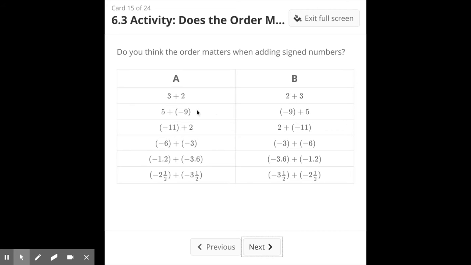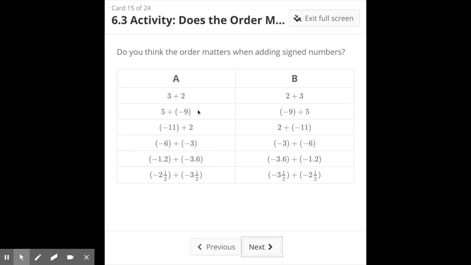If we go down to the second one, 5 plus negative 9. So we start out at a positive 5 and we go down negative 9. That will leave us at a negative 4. If we start out at a negative 9 and go up 5, that will leave us at a negative 4. So the order does not matter when you are adding.